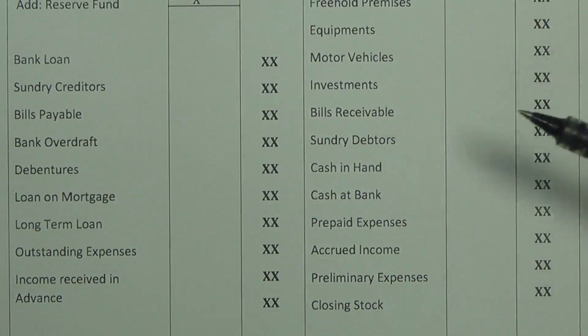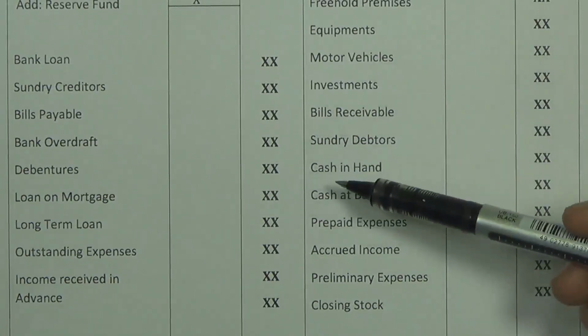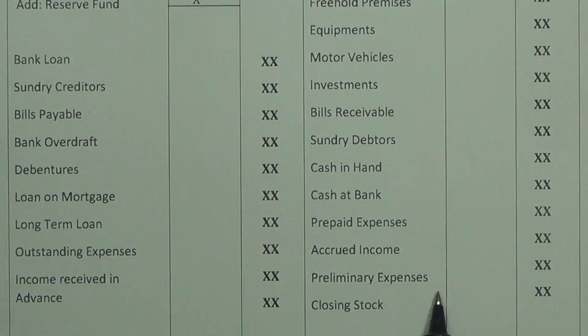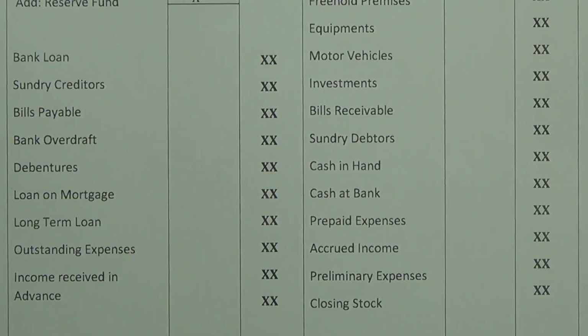bills receivable, sundry debtors, cash in hand, cash at bank, prepaid expenses, accrued income, preliminary expenses, and closing stock. Closing stock is always posted twice. First in the credit side of your trading account and second in the asset side of your balance sheet. This is the only adjustment and entry that you need to post twice. Closing stock is never mentioned in your trial balance. Students, look for the closing stock entry separately in your question.